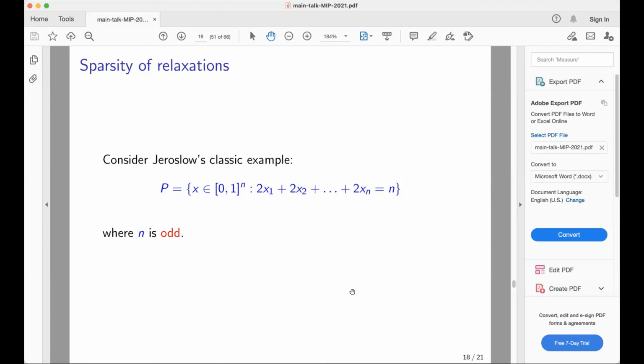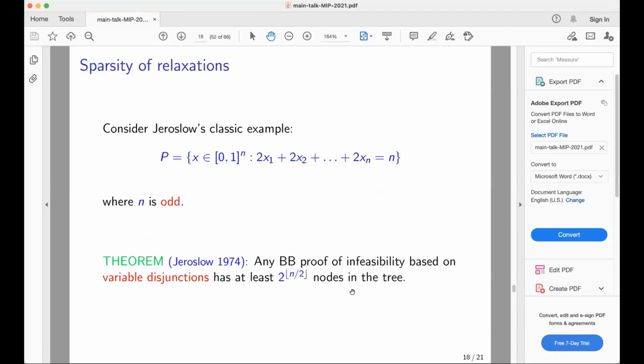So here's a classic example that shows that sparsity makes a big difference. This is an example that Jeroslow first came up with. It's a 0-1 problem where you say that twice the sum of the variables has to be equal to an odd integer. So of course, there are no feasible integer points in this. And he showed that any branch and bound proof of infeasibility is exponential. This is one of the first examples where branch and bound was shown to be exponential rigorously.